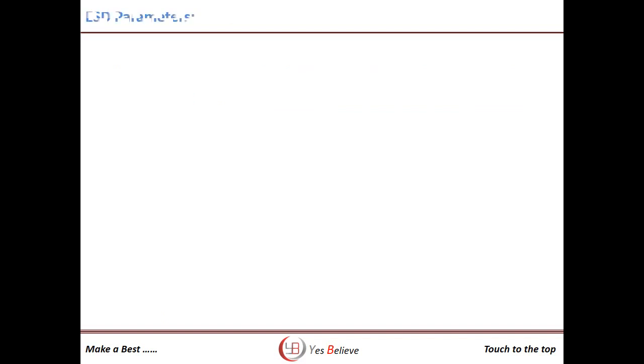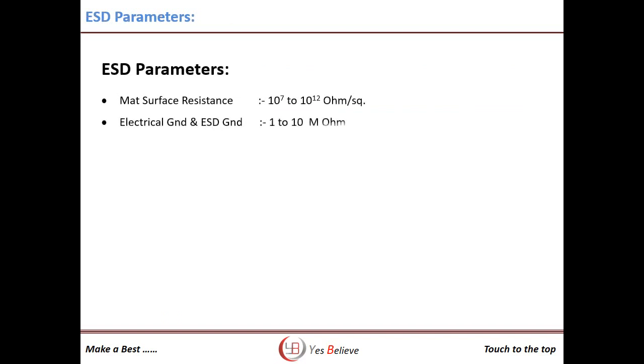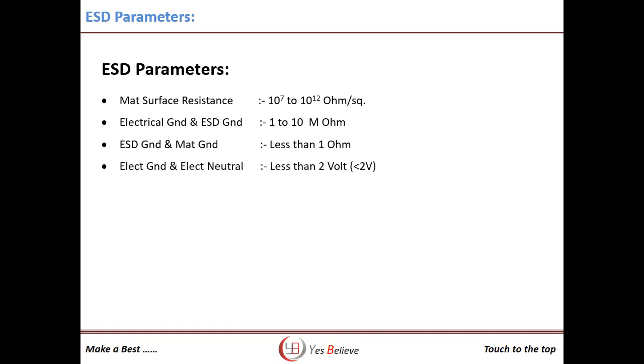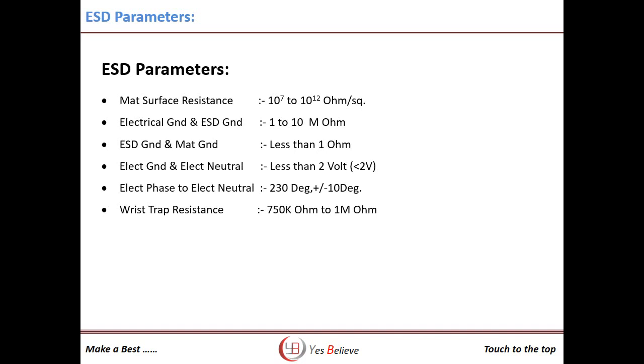The ESD parameters which need to be added in the daily ESD audit check sheets are the mat surface resistance, the electrical ground and ESD ground, the mat ground, the electrical ground and electrical neutral, electrical phase to electrical neutral, and the wrist strap resistance.